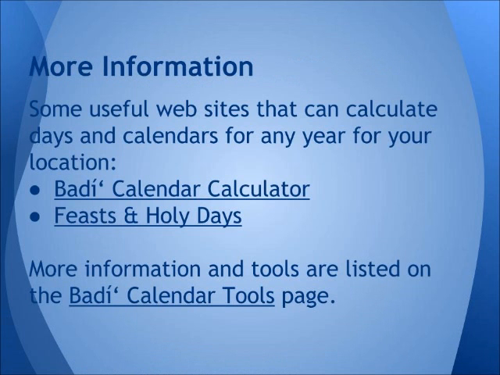So there are some useful websites that can calculate days and calendars for any year for your location. We have the Badi Calendar Calculator, and here is the link for that. You can click on it to go there now and bookmark it. Then we have Feasts and Holy Days calendar. And more information and tools are listed on the Badi Calendar Tools page.